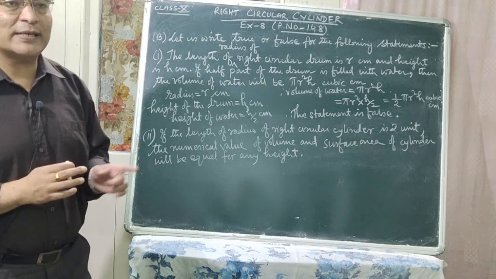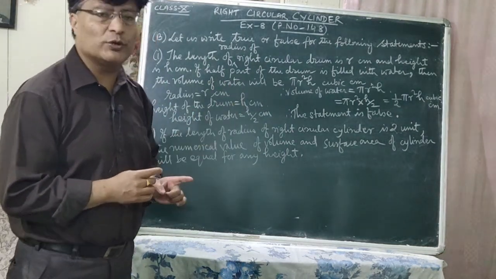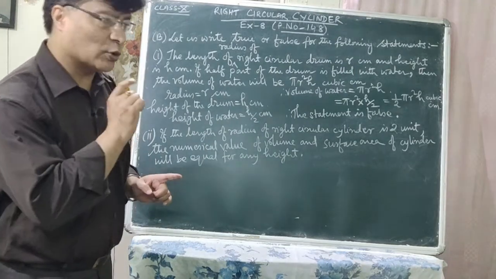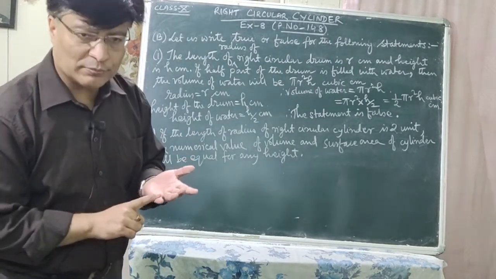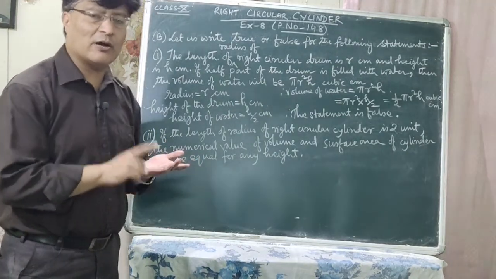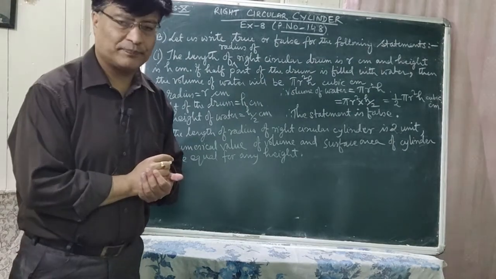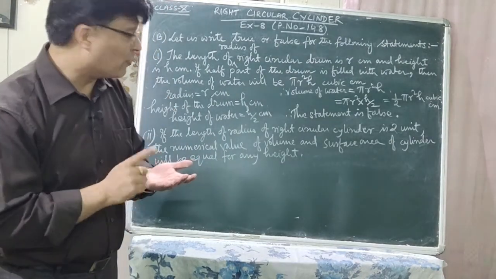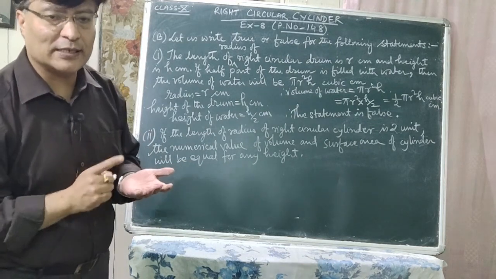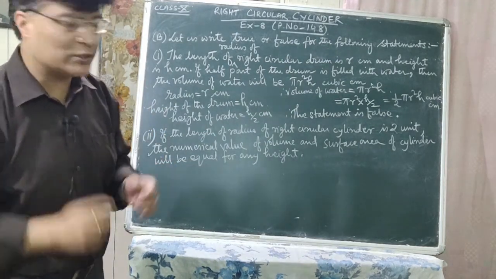Okay, here in the question, the radius of the right circular cylinder is given, that is 2 unit, and the question says that the numerical value of the volume and the surface area of the cylinder will be equal for any given height. So is the statement true or false? You have to check it.